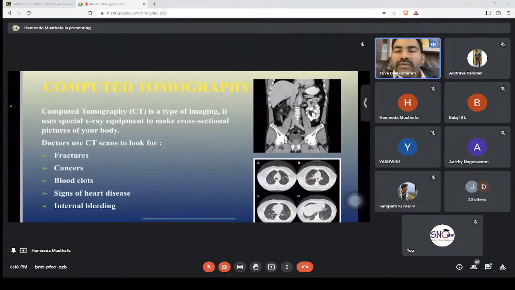Fractures means if there is a fracture in the skull, minute fractures, to look at the orbits, maxilla, mandible, and also the other long bones. We use CT scan in the case of accident and trauma.